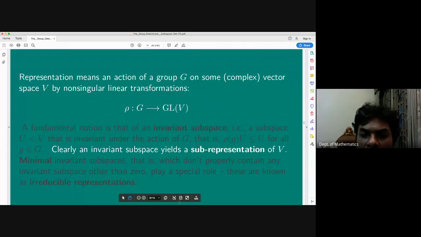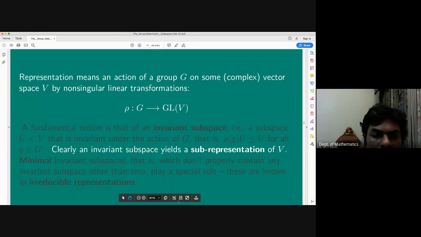Invariant subspace. I'm sure that most of the people here are already aware of the notions I'm going to talk about. They have come across them one time or the other, but this is just recalling them. So what is an invariant subspace? It is a subspace U of V such that it is stable under the action of G. It means that if you take an element from that subspace, any element of G will move it to some other element of the same subspace. So this is an invariant subspace.